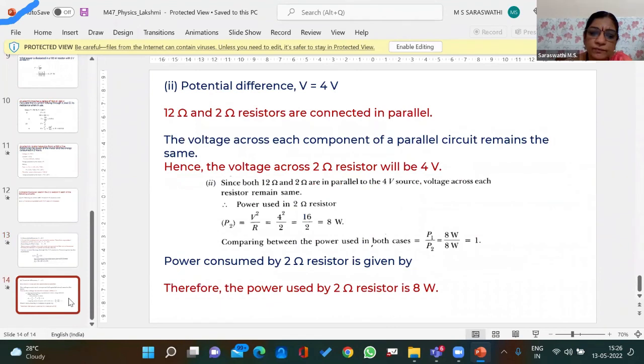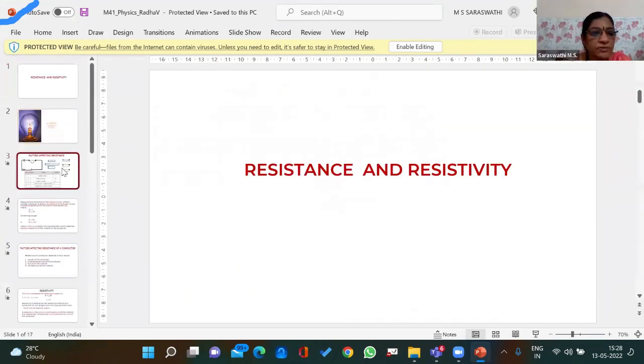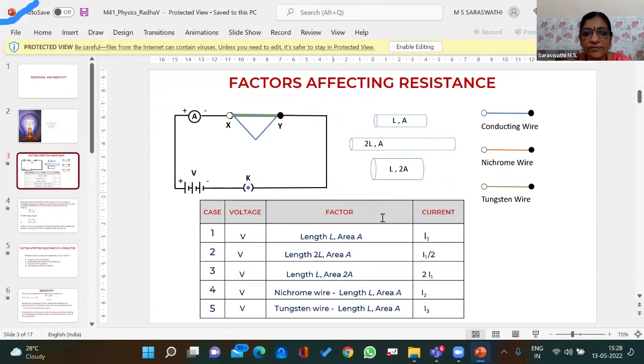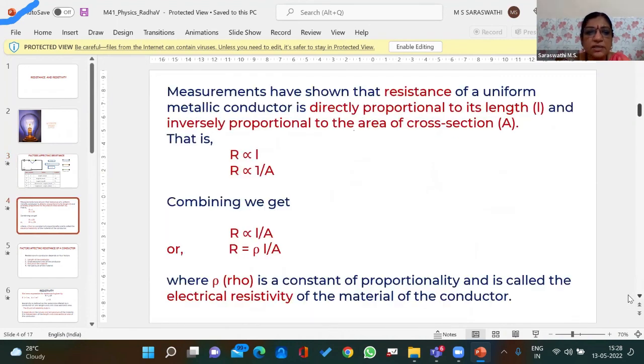Okay. Power problems, they do ask, what is the difference between resistance and resistivity? So you have 3 conductors here. Length L, area of cross section A; length 2L, area of cross section A; length L, area of cross section double that. So what are the factors which affect resistance?